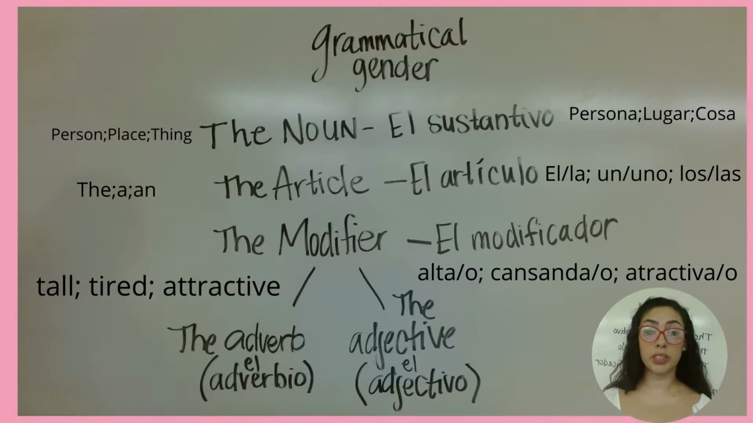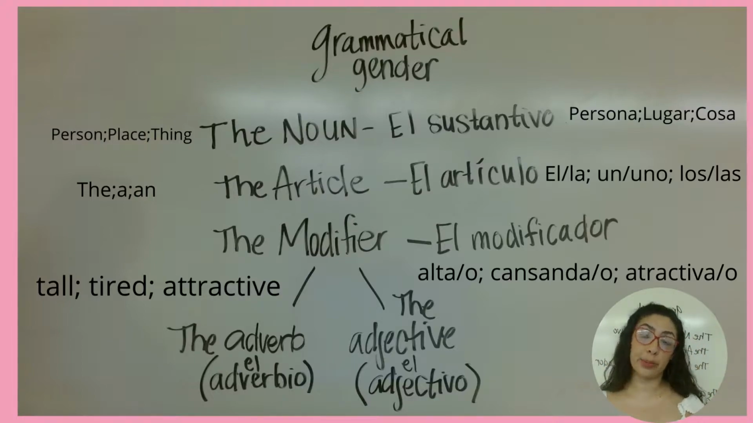Okay, so this linguistic terminology, the noun, the article, the modifier, the adjective, these words exist in Spanish as well, and the noun, person, place, or thing is going to be el sustantivo, persona, lugar, cosa. The article in English is the, a, or an. El artículo, la o el. The modifier, which includes the adjective. El modificador, que incluye el adjetivo.